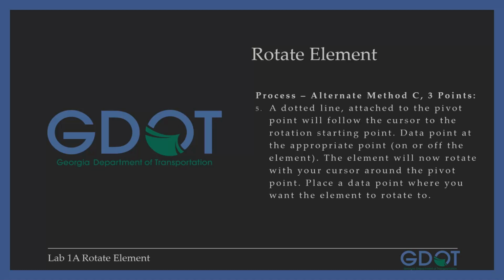Data point at the appropriate point, on or off the element. The element will now rotate with the cursor around the pivot point. Place a data point where you want the element to rotate to.